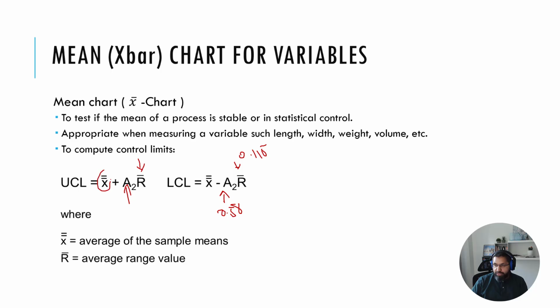X double bar is the mean of means, and I'm going to show you how to calculate that. Basically, find X bar for each sample. You get 10 X bar values. You find the average of these 10 X bar values. You get X double bar, the mean of means. And then you can calculate the upper and lower control limits using these formulas.